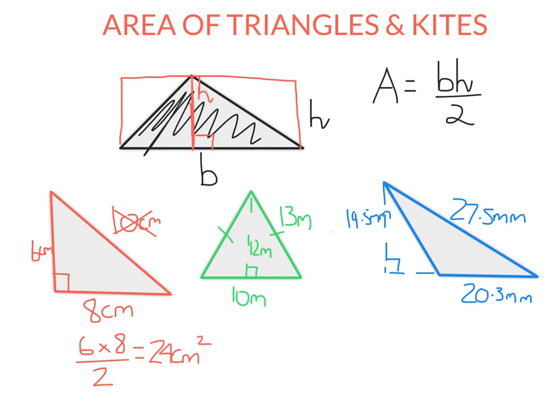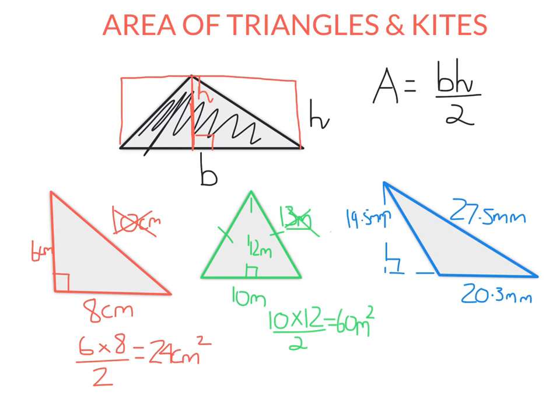Let's look at this triangle here. It's base times perpendicular height divided by 2. Once again, we don't need the slant height. This doesn't enter our calculations. So we just go base times perpendicular height divided by 2. The answer we get is 60, and in this case, it will be meters squared.